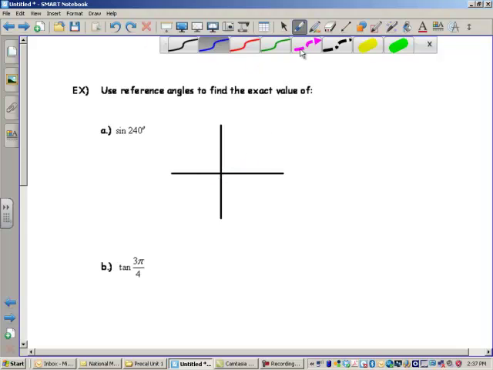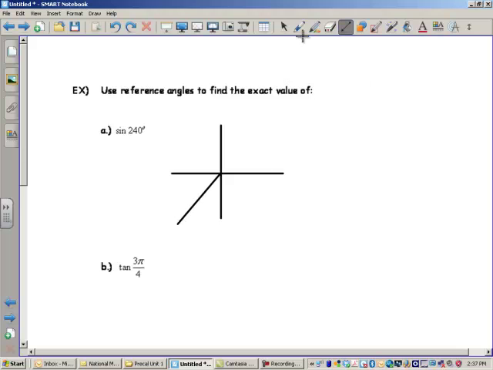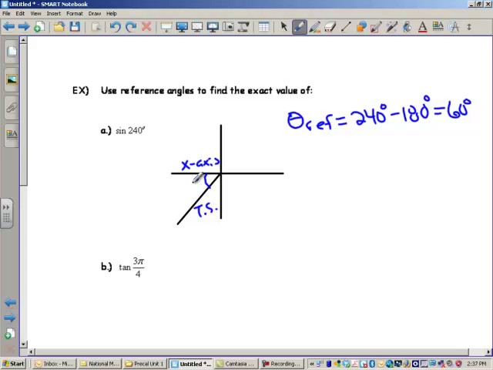240 degrees would be out here in quadrant 3, past 180 but before 270. So let me just at least draw it first. So it's out here somewhere. Now where does our reference angle go? Reference angle goes between the terminal side and the x-axis. So that reference angle is right here, and I have to figure that out. I rotated around 240 degrees, so my reference angle, or theta ref, if it's in quadrant 3, we do angle minus 180, and that will give us our reference angle. So we know that we are dealing with a 60-degree angle right here. This is 60 degrees. So I'm going to erase this and show you how we're going to draw our triangle.